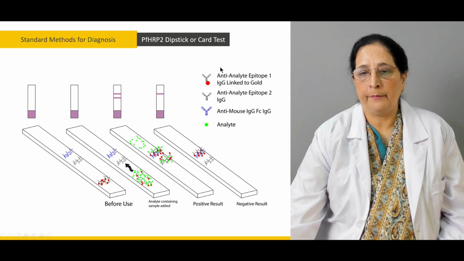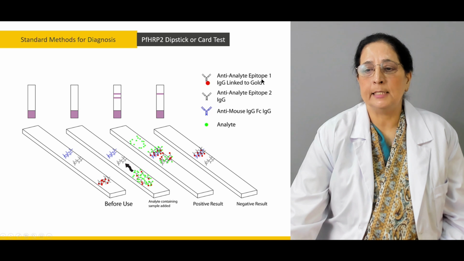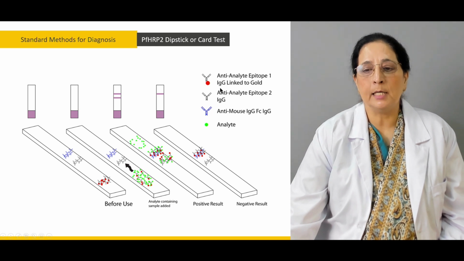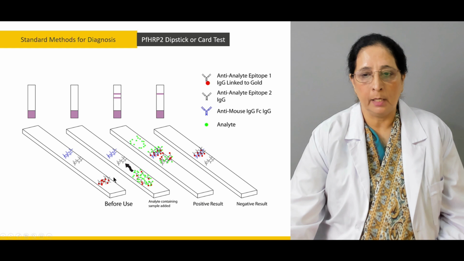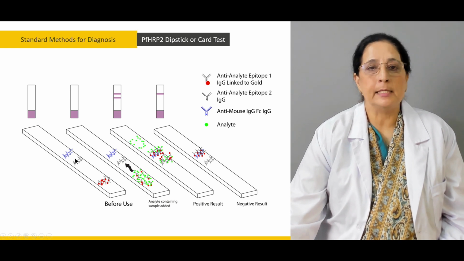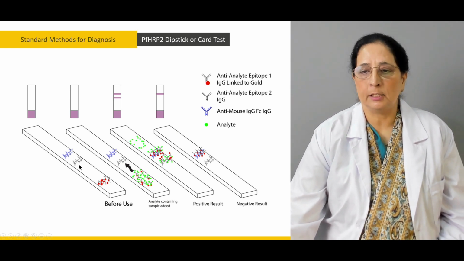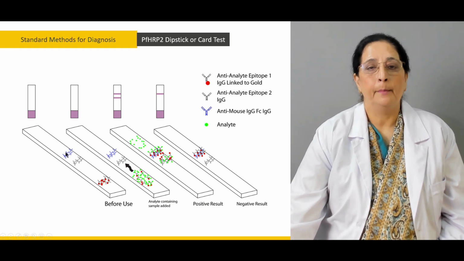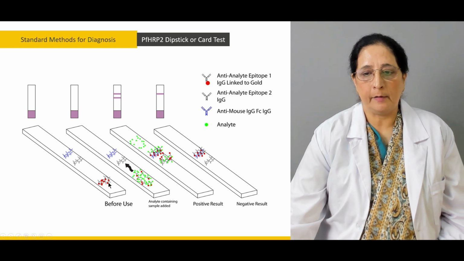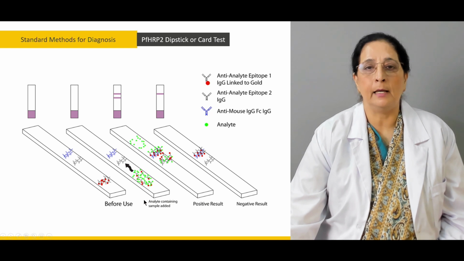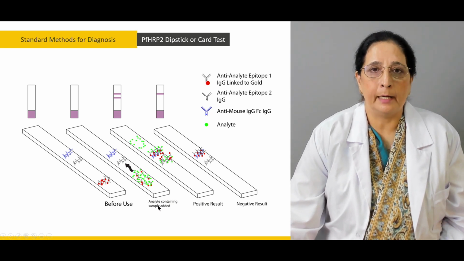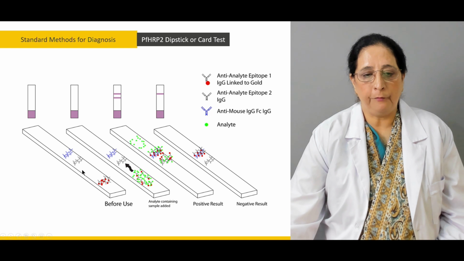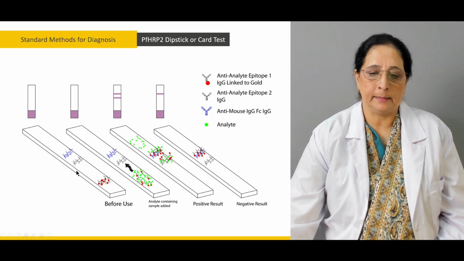On this, if we can see here, we have the anti-analyte epitope 1 IgG linked to gold. Then we have the anti-analyte epitope 2 IgG, and this is the anti-mouse. And these green dots here, these are the analyte once it is mixed with the strip. So before use, that's how it appears.